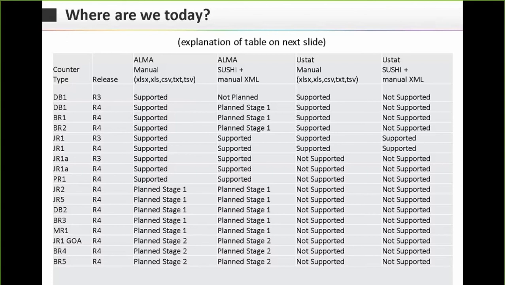It wasn't supported in UStat, and it won't be supported in UStat. So we've already added 3 new counter report formats which are supported today in Alma, which are not supported in UStat: JR1A, PR1, and JR1A for both Release 3 and Release 4. There are different versions of each format, and PR1. So we're already supporting additional formats in Alma, and as you can see, we've got Plan Stage 1 and Plan Stage 2. Those are the additional formats that we're going to be supporting shortly.